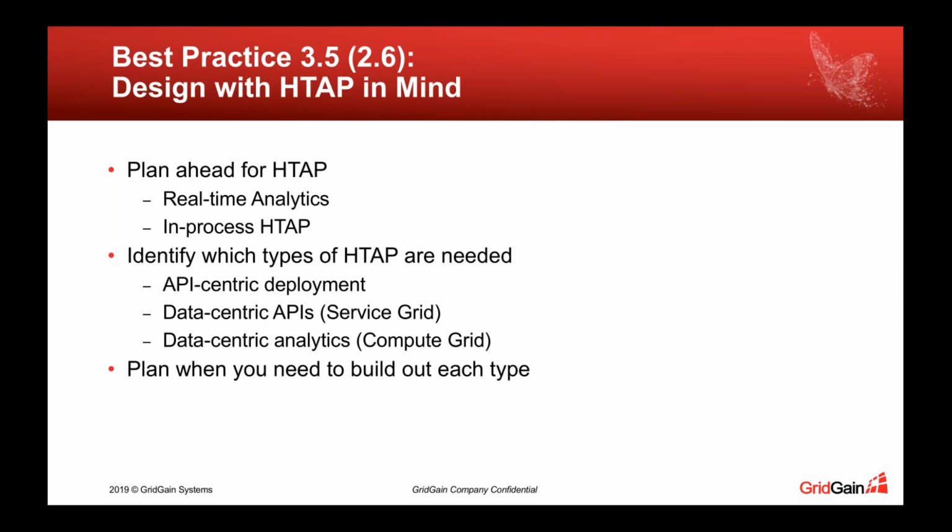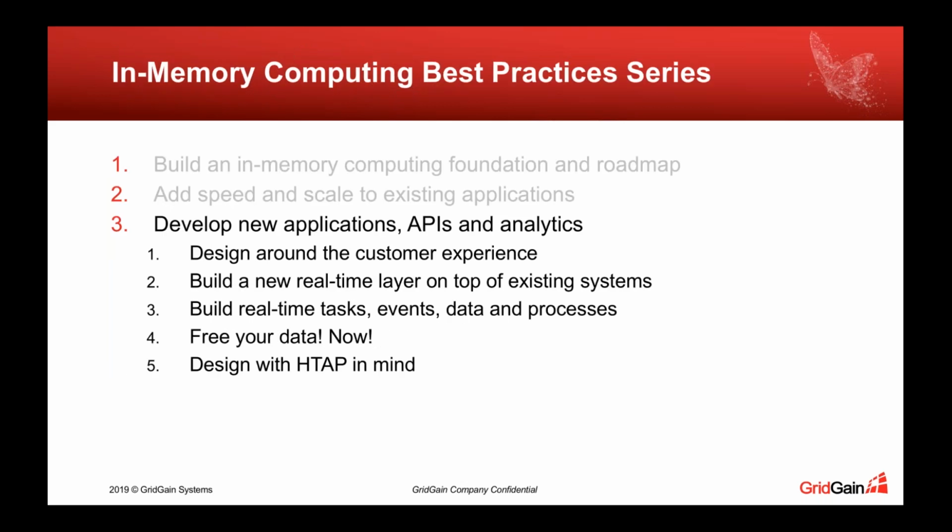As a, in the compute grid, with the service grid, or are you going to deploy using Docker and Kubernetes in your API DevOps cycle? So we've gone through 5 best practices here. Hopefully this has helped.